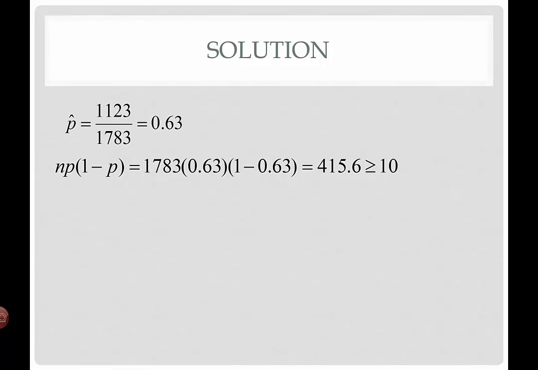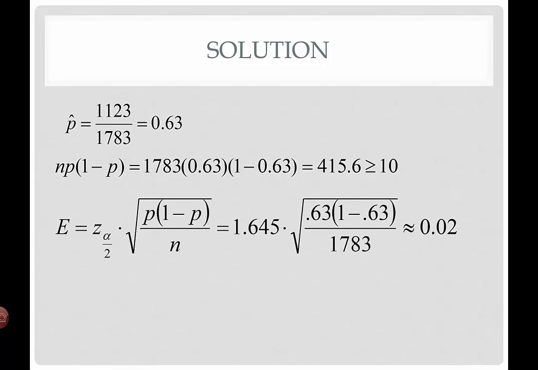Now we're going to find our margin of error. We use this formula, and I'll show you how to find the z in class. It's z times the square root of p times 1 minus p all over n. Hopefully that looks familiar, because we've used that formula for standard deviation in the previous chapter. When we find that, our margin of error ends up being 0.02.